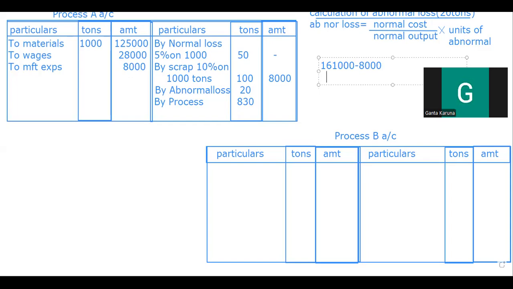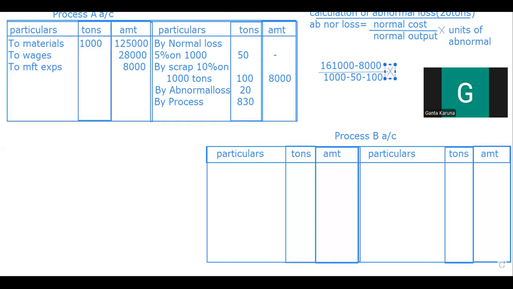Then I will divide with the normal output. So how will I get the normal output? First we started with 1,000 units, minus 50 abnormal, I have lost 50 by default. So minus again 100, which scrap we have sold. So all together I'm going to consider it. Normal cost is equal to the total of the debit side expenses minus any amount converted into that, together, I'm going to call it normal loss. And output is what? 1,000 tons minus whatever we have got, 50 and 100. If I minus, my normal output is equal to 850. So that I'm going to take.